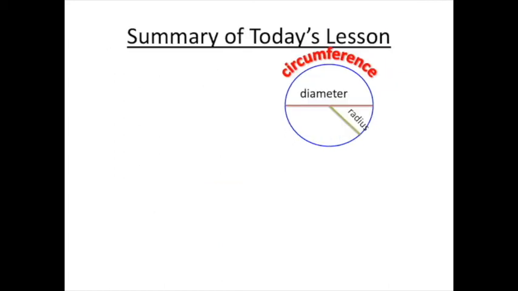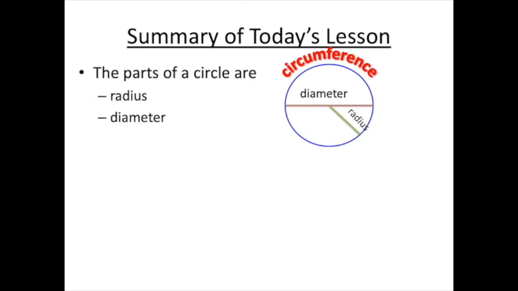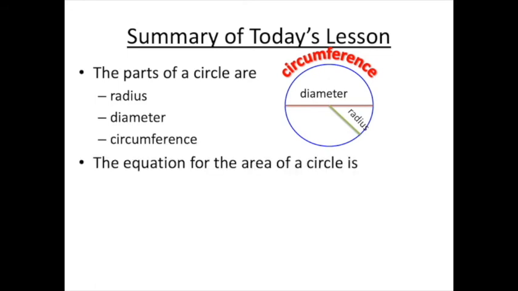So a summary of today's lesson shows us that we've talked about again the parts of a circle: radius, diameter, circumference, and that we can also solve for the inside measure of the circle, finding the area of the circle using the formula pi r squared. Area equals 3.14 times radius times radius.